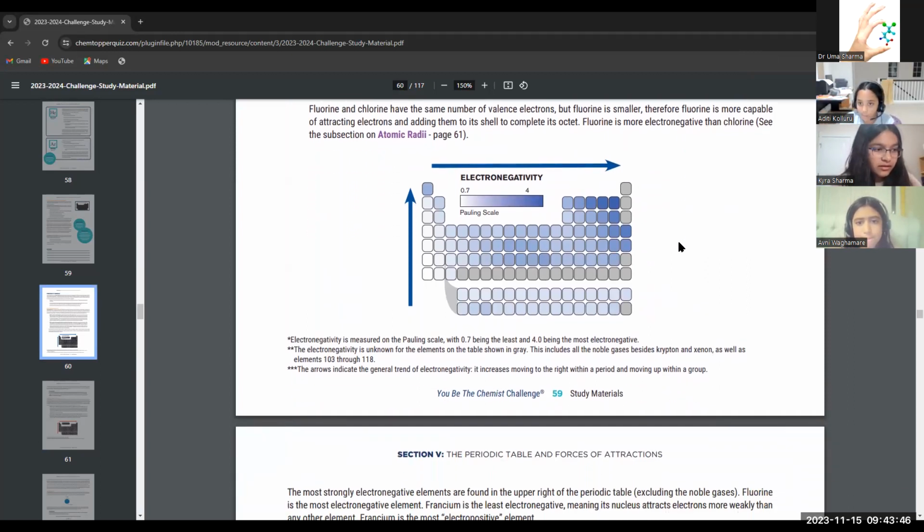So do you think noble gases have any tendency to pull electrons? Do you think noble gases can make bonds? No. So we never talk about their electronegativity, okay? Because noble gases are inert.